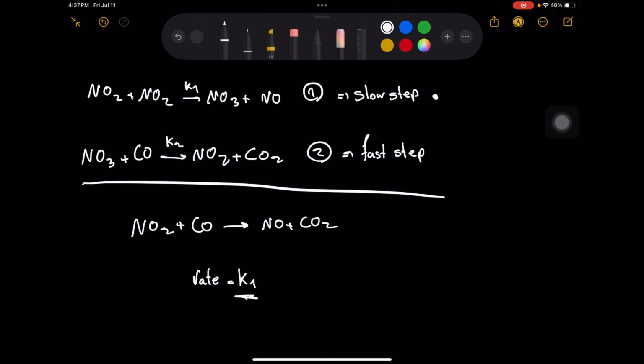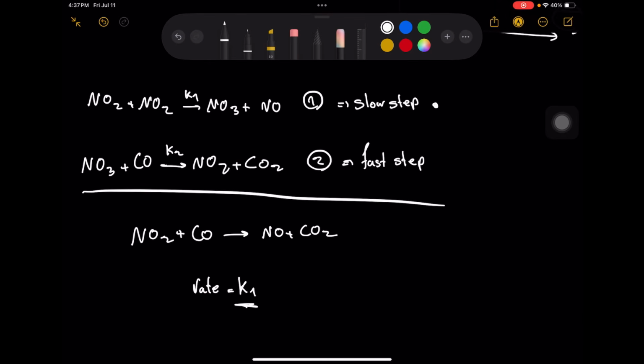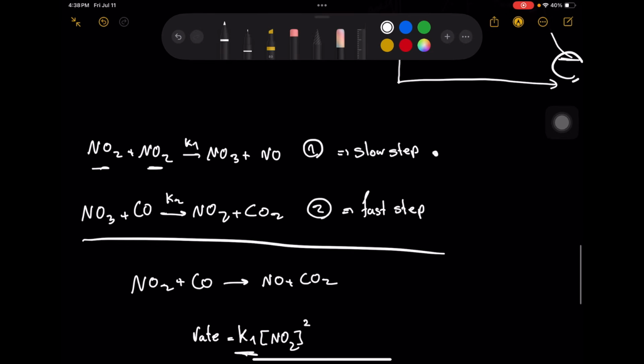And there's another fact that we should consider. The next part would be the NO2 concentration, and since we have two of them, NO2 with the power of 2. This condition is for a multi-step reaction with an initial slow step.